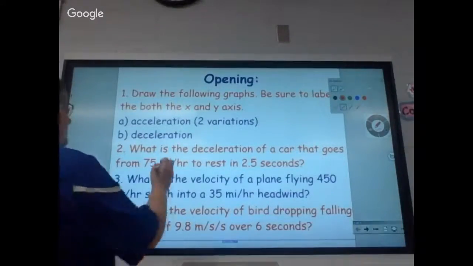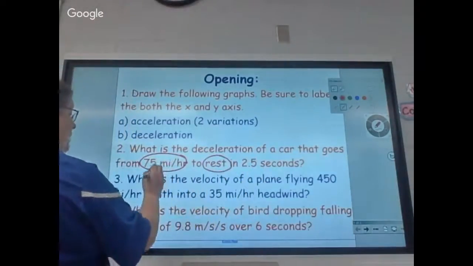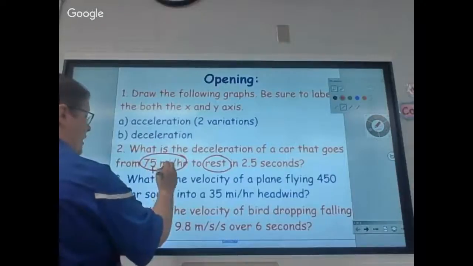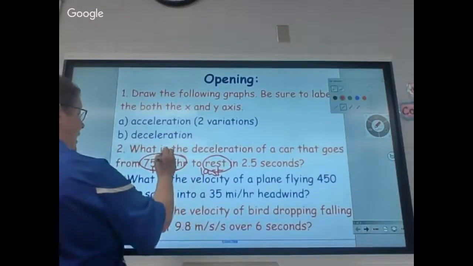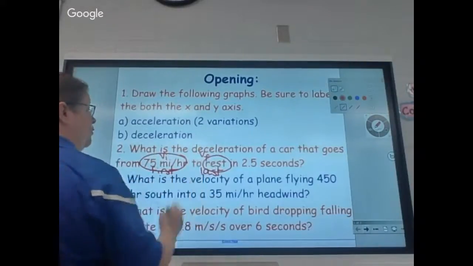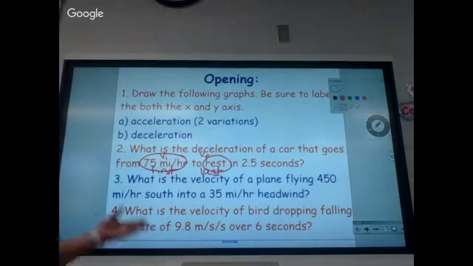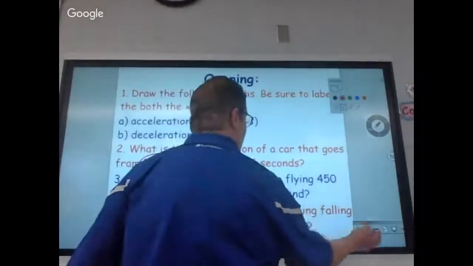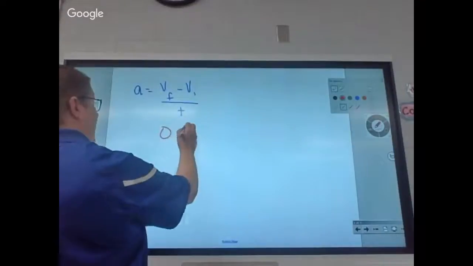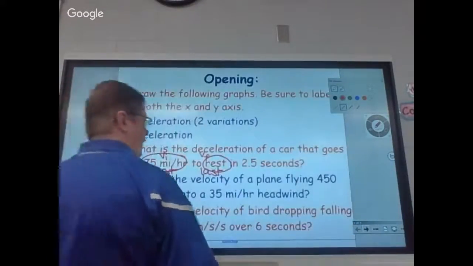So when we read this, it says 75 to rest. 75 is the first speed. Rest is the last speed. So this is VI, and this is V final. Rest is 0. Okay? So 75 we're going to put in for the VI, and V final, we're going to put for VF and 0. Does that make sense? So VF will be 0. VI will be 75. And then the time is 2.5.